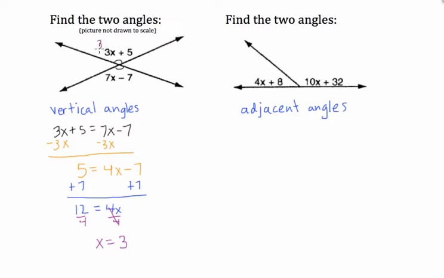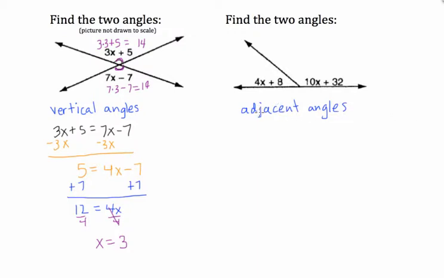So we know to take 3 times the x, well, x is 3, so 3 times 3 plus 5. 9 plus 5 is 14, so this angle is 14. So this angle should also be 14. So let's see. 7 times 3 is 21. 21 minus 7 is 14. Both of these angles are 14. Again, they don't look like it. This is not drawn to scale.